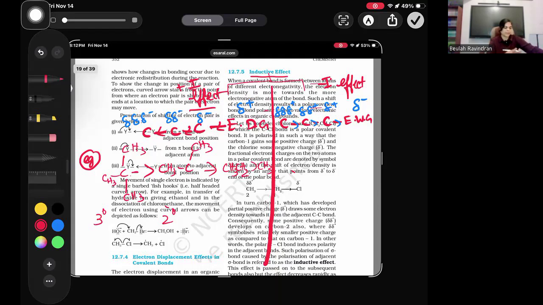Like this, the plus I effect will be. Is it clear for you? The plus I effect is more in it. Got it? So, an example for the minus I effect.